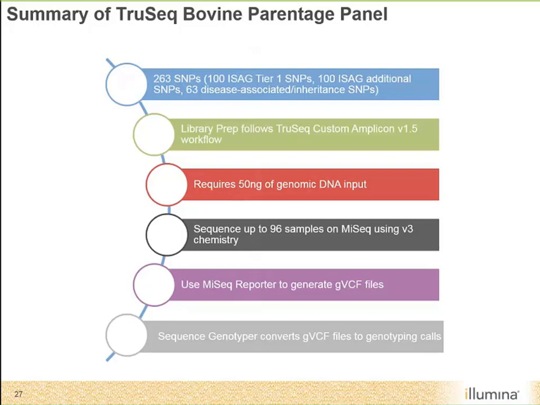We have the capability of sequencing up to 96 samples on a MiSeq run using V3 chemistry. It uses MiSeq Reporter to generate the genome BCF files that can then be imported into our sequence genotype analysis tool to convert them into genotyping calls.